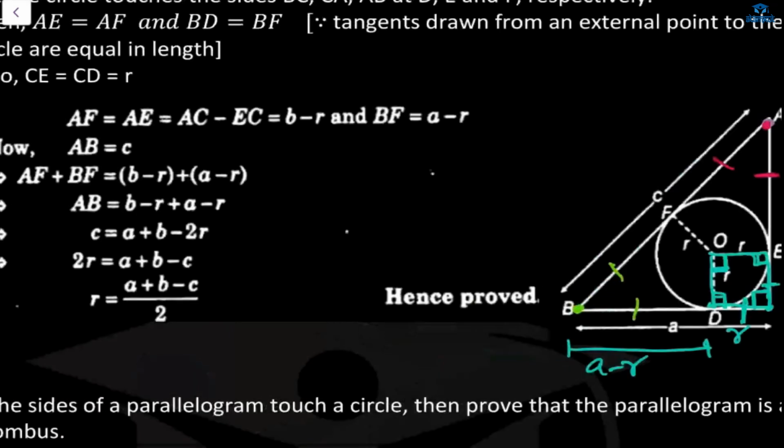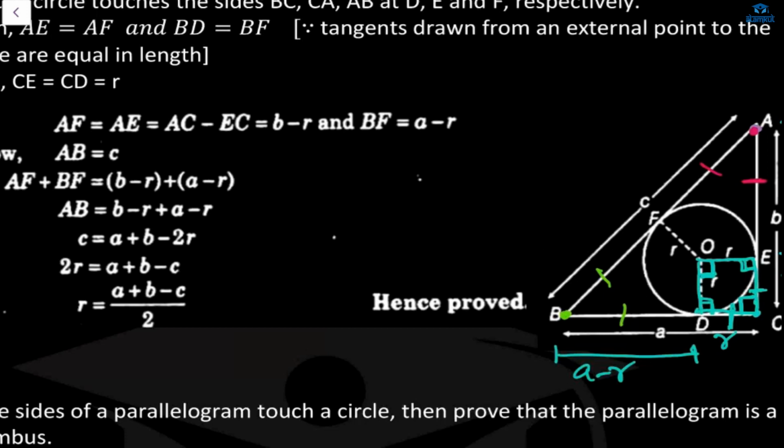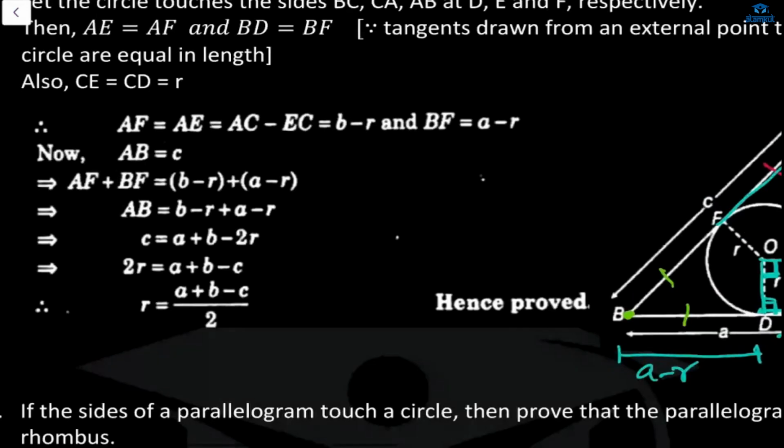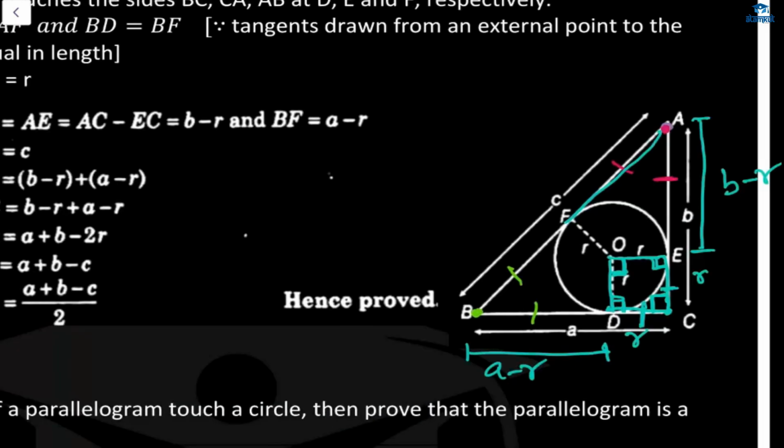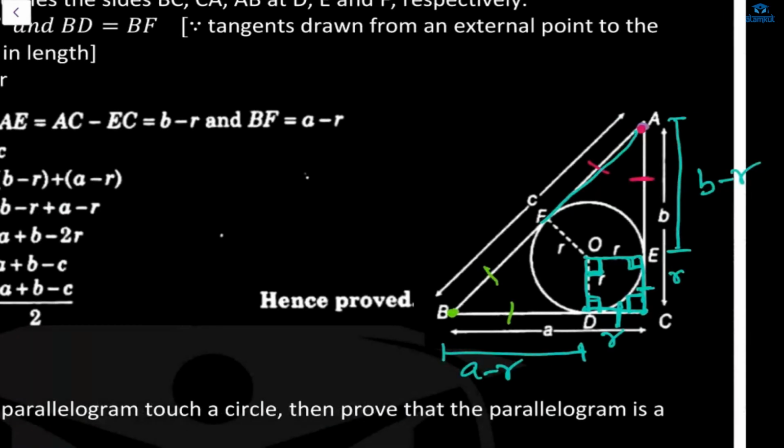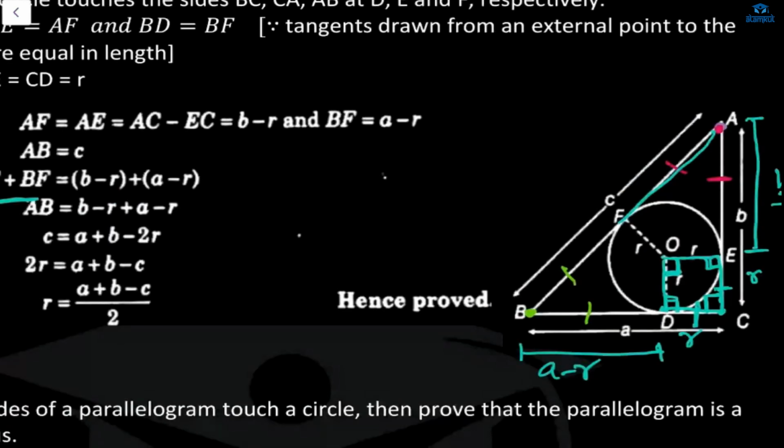Now see, for this side we have applied AF plus BF. AF plus BF will be equal to what? AF will be equal to AE. So the AE value we have found out as B minus R. So B minus R, and the BF value will be equal to BD. BF value will be equal to BD. So BD is equal to A minus R.